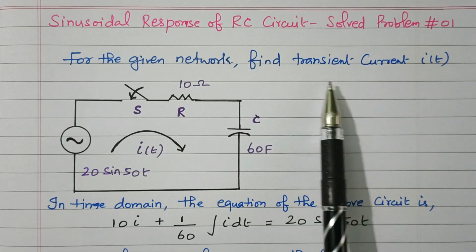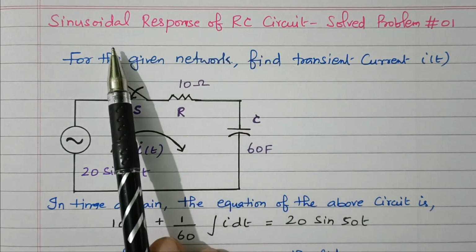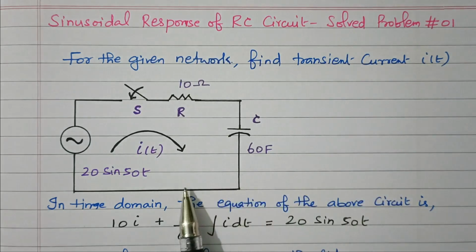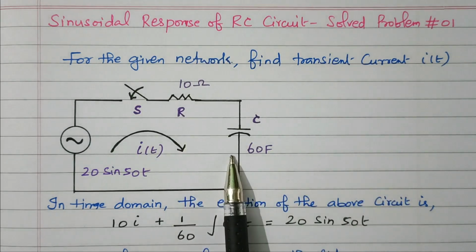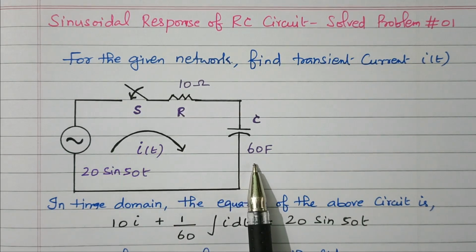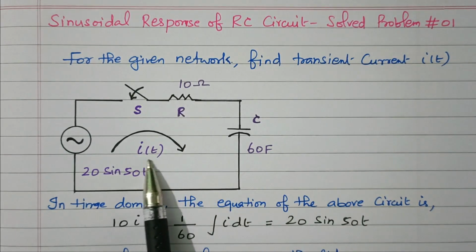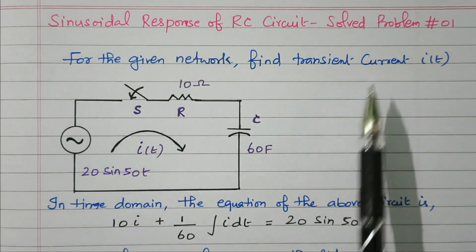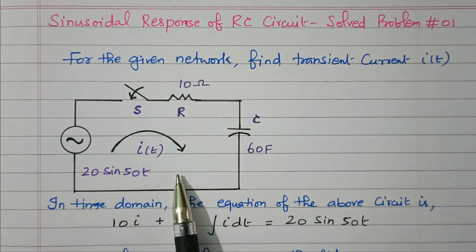Now we'll go to the topic. Transients, sinusoidal response of RC circuit, solved problem 1. So this is the given circuit. R and C are connected in series. R value is 10 ohm, C value is 60 farad. This is the transient current. For the given network, we need to find the transient current.